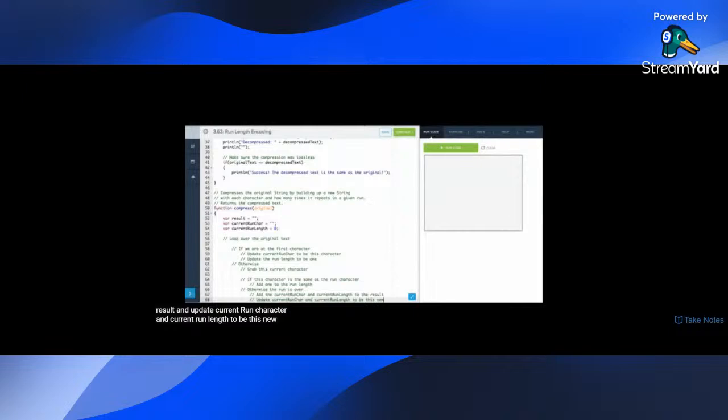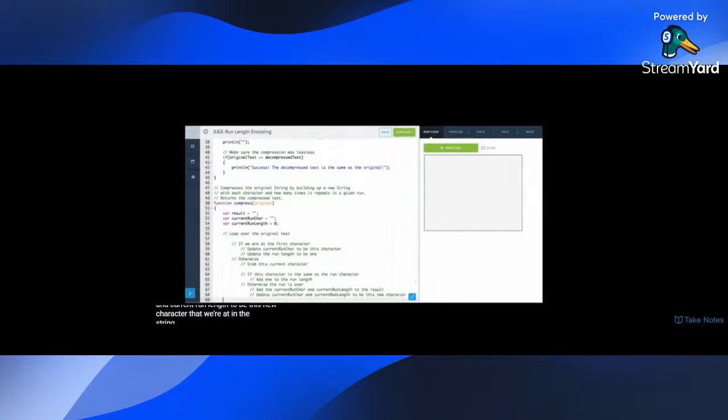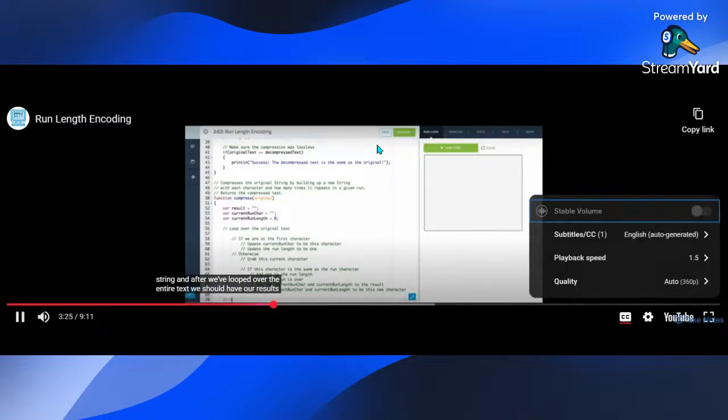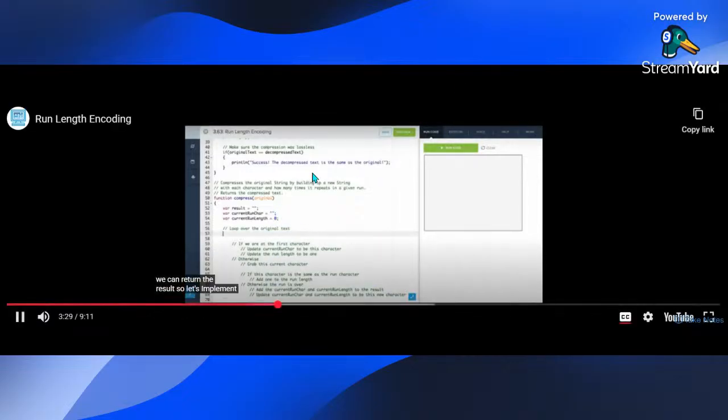to be this new character that we're at in the string. And after we loop over the entire text, we should have our results. We can return the result. So let's implement all these steps.